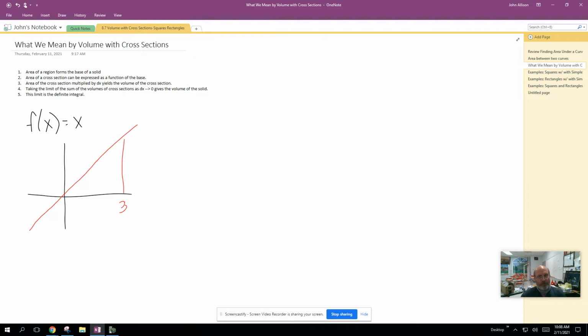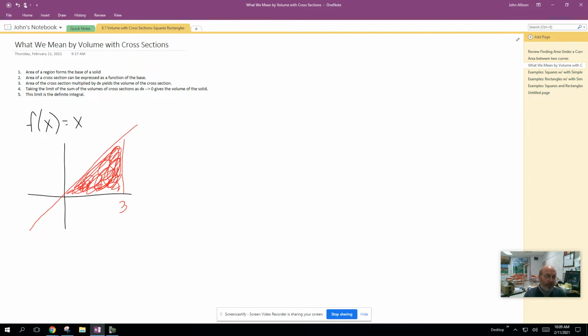When we're dealing with volumes with cross sections, what we're suggesting is that there's a region under the curve or between curves that forms the base of a solid. And so what we're going to do is calculate the volume of that solid. If we're going to do this from 0 to 3, that region from 0 to 3 forms the base of a solid.